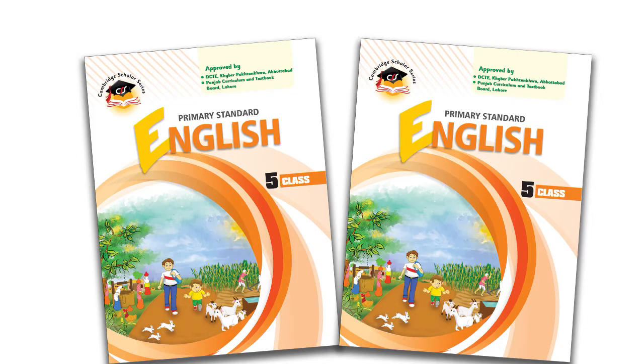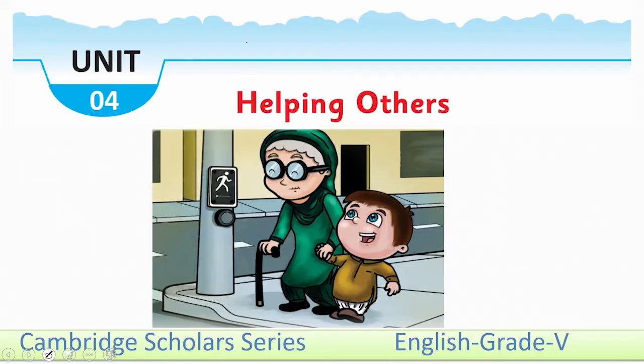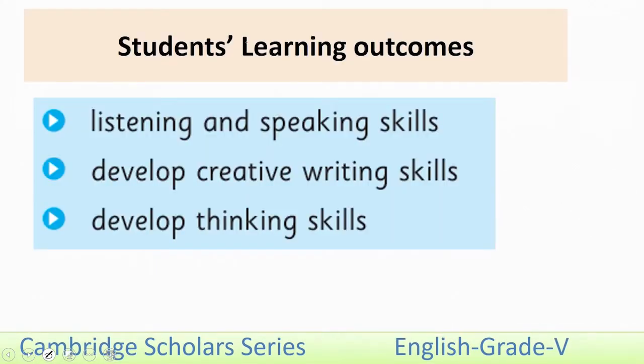Before starting the lesson, dear students, you must have with you class 5 English textbook. We are going to start our lesson from unit 4, Helping Others. SLOs of this lesson are listening and speaking skills, develop creative writing skills, and develop thinking skills.